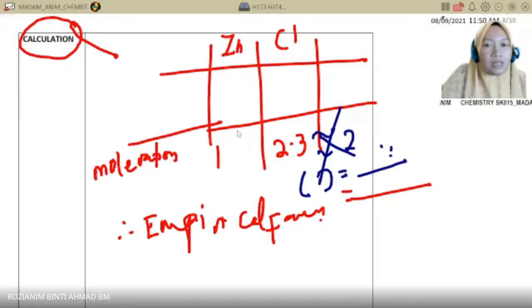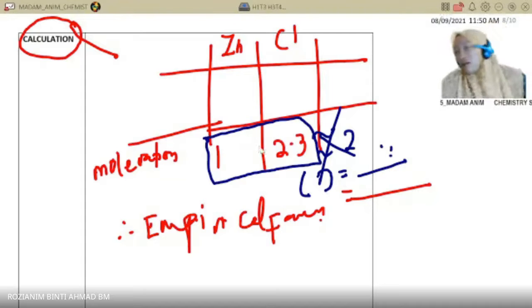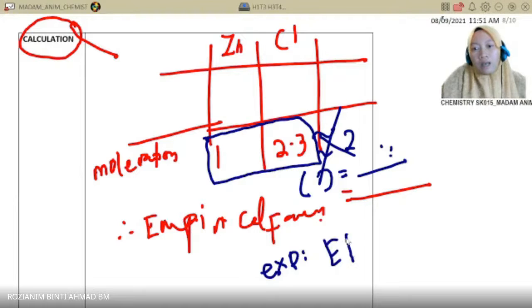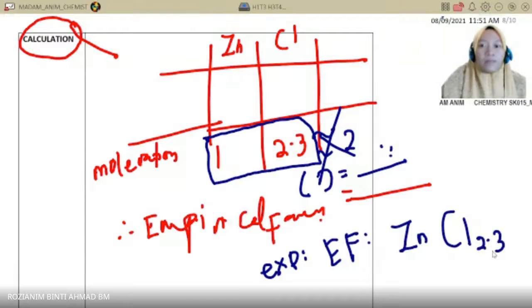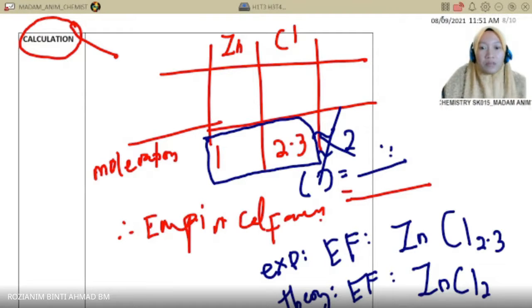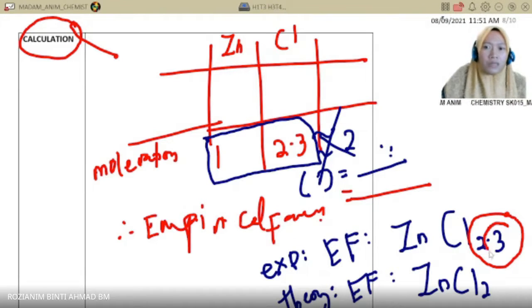Dan during experiment, tak perlu darab dengan whole number untuk dapatkan nombor bulat. Kenapa? Sebab ini hanya eksperimen sahaja. Kita nak tengok daripada data kita, kita dapat berapa dia punya ratio of empirical formula here. So, you hanya buat conclusion dalam eksperimen kita, okay, according to the experiment data, empirical formula you get adalah ZnCl 2.3. Tapi, kalau ikut teori, empirical formula should be ZnCl2. Tak jauh beza pun sebenarnya 2.3 ni. Cuma kita nak tengok dalam eksperimen tersebut, kenapa boleh wujud decimal places. This is our part in discussion.